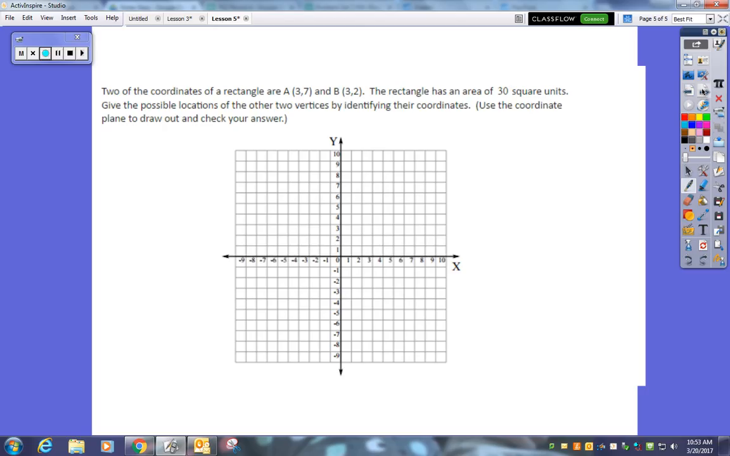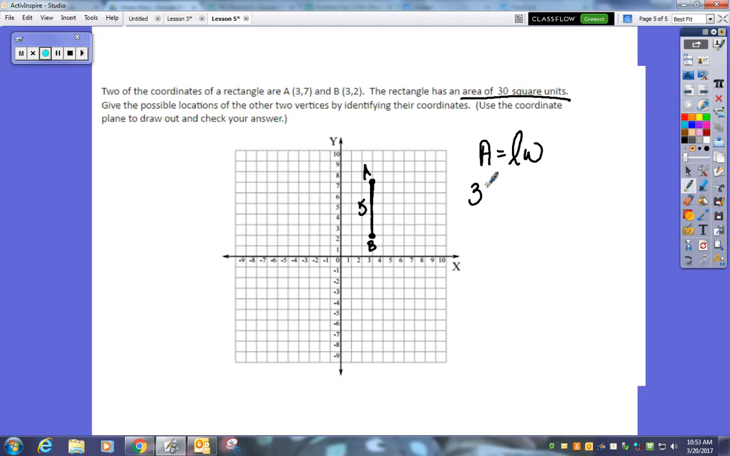So, we'll start by putting the 2 points that they give us on there. 3, 7, so over to 3, up to 7. That's A. And then B is 3, 2, so over to 3, up to 2. So, a couple of things from this. We know that the rectangle has an area of 30 square units. If we count the length of this side of that rectangle, we see it's 1, 2, 3, 4, 5 units long. Since it's a rectangle, we know that area equals length times width.